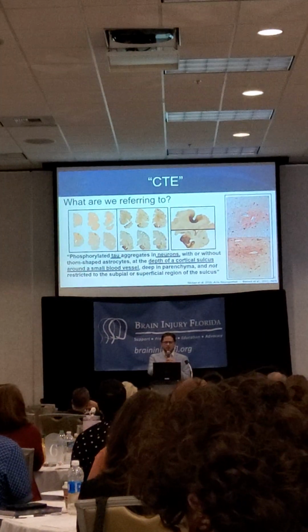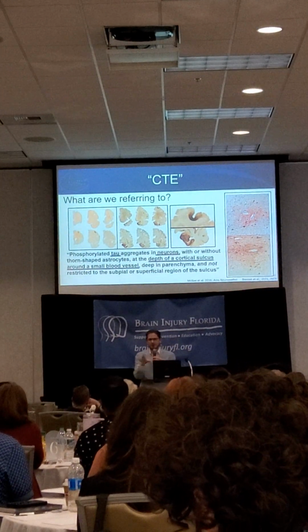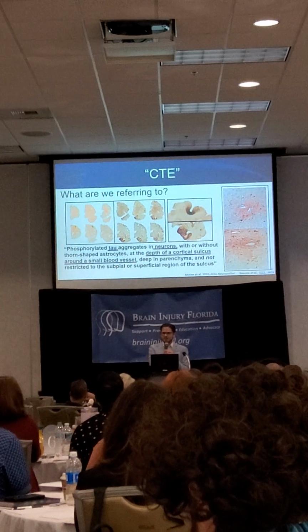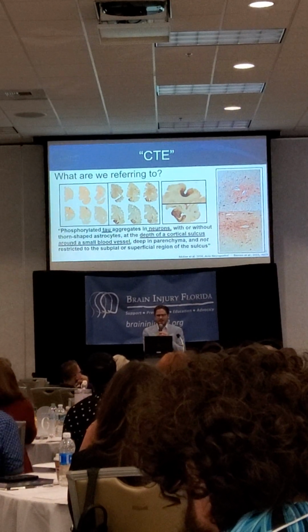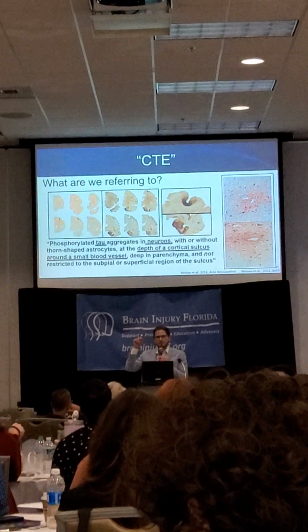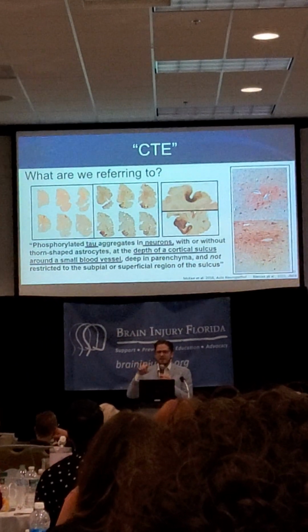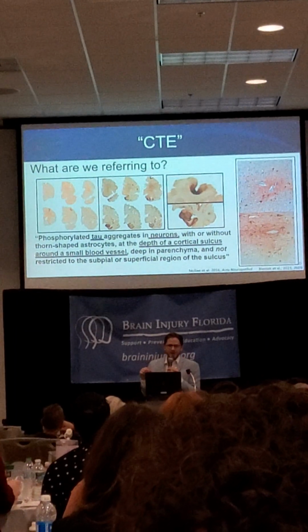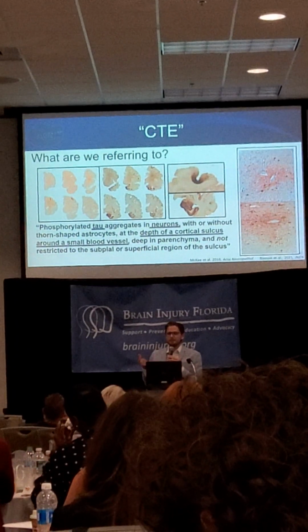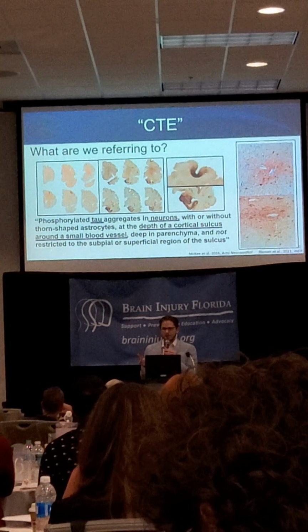And in CTE, the way we differentiate it from things like Alzheimer's disease is where we're seeing it. You can see this really densely packed brown staining at the depth of that fold in the brain that we call a sulcus. It clumps up around blood vessels at the bottom of that fold. And it specifically affects certain types of neurons in the brain.